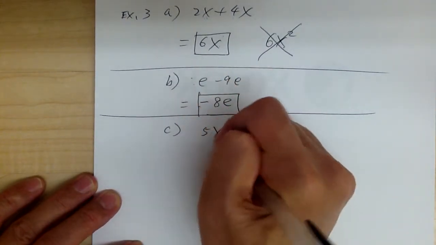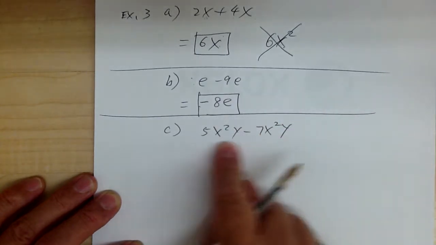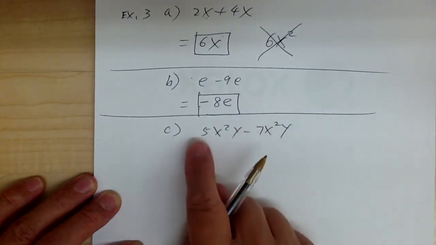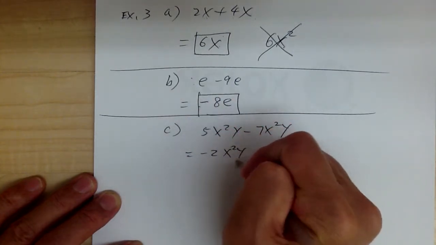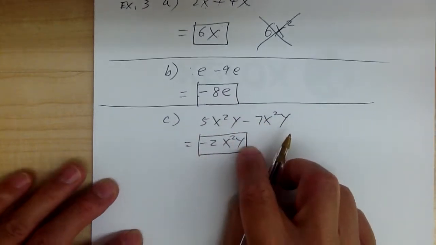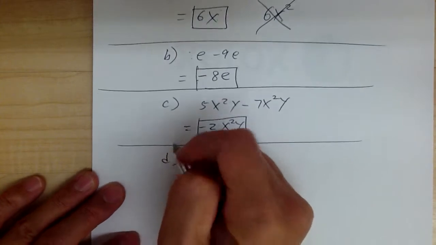You have 5x squared y minus 7x squared y. So first you have to check, make sure they're like terms. So yes, they are like terms. So you go 5 minus 7 will give you negative 2, and the variables stay the same, right? Again, think of variables as a label. Okay. So let's go to D.